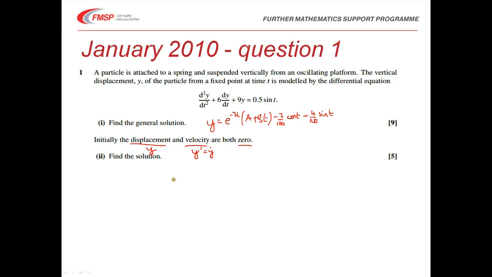So let's use the information they give us. We know that y has to equal 0 when t is 0, which is what they mean by initially. So if I write t equals 0, then I know that my solution must equal 0. And my solution is what we've got from the previous question. So putting 0 into there, I need to have this. E to the minus 3 lots of 0 is just 1, so I've got a plus b times 0. So there's a 0 here, and then over here, putting 0 into trig functions only gives me the cos term, so I get minus 3 over 100. And that very quickly gives me a, capital A, is 3/100ths.